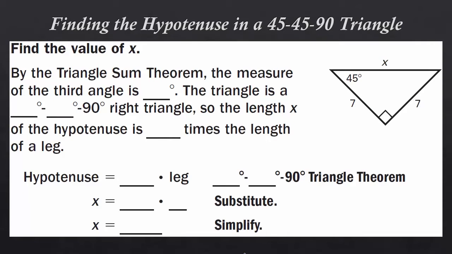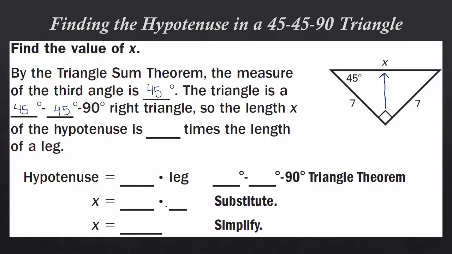Example 1, finding the hypotenuse in a 45-45-90 triangle. In this question, we are to find the value of x, and we can see that x is our hypotenuse because it's right across from the right angle. By the triangle sum theorem, the measure of the third angle is 45 degrees, because we know this is 45 and this is 90. 90 plus 45 subtracted from 180 gives me the other angle as 45 degrees. So the triangle is a 45-45-90 right triangle.